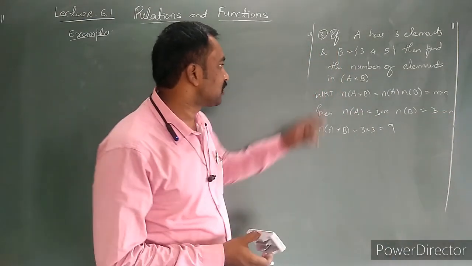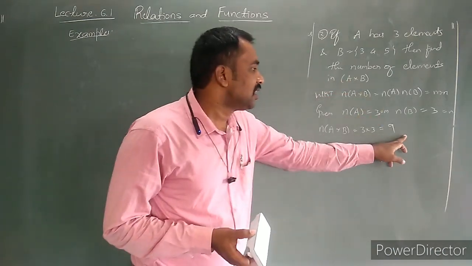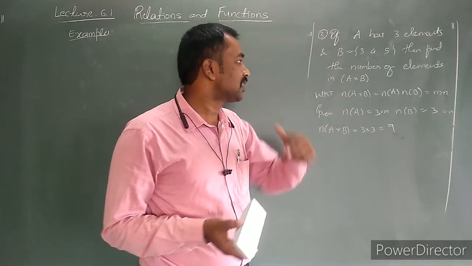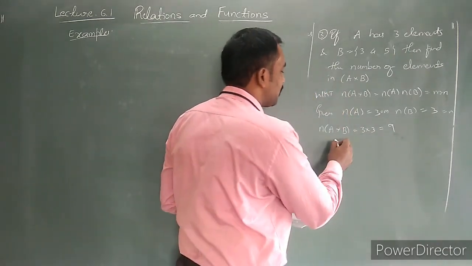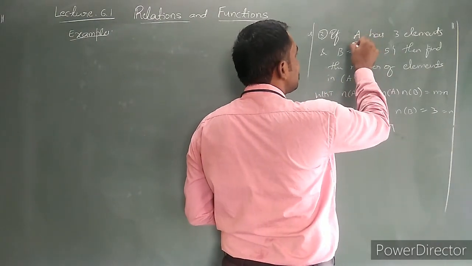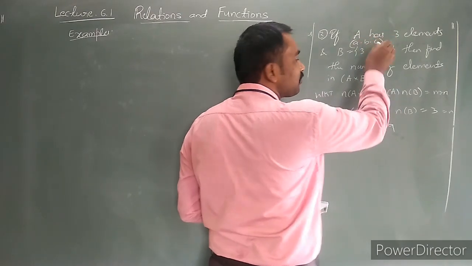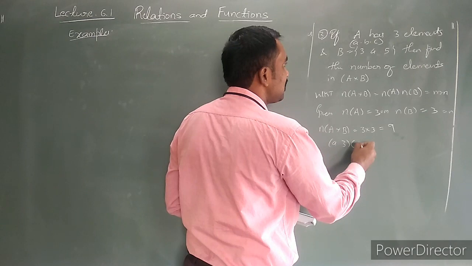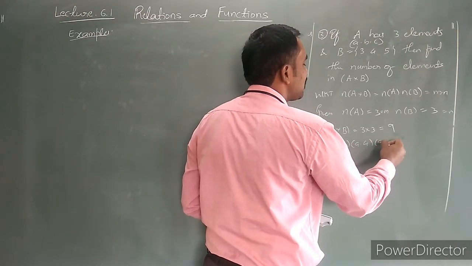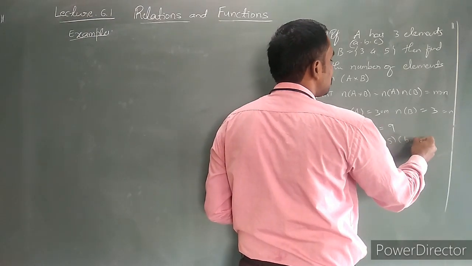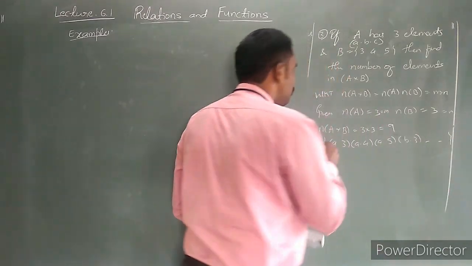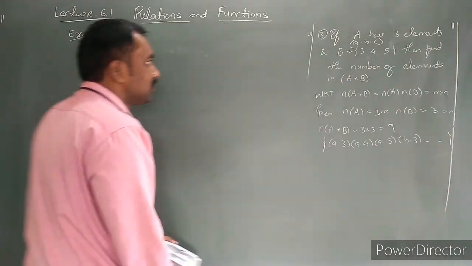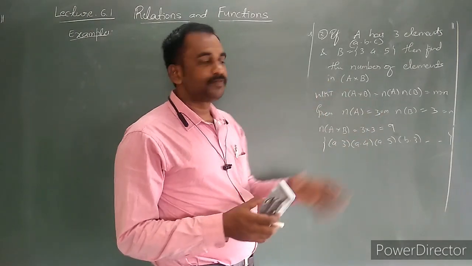How many elements are present in the Cartesian product A cross B? There are totally 9 elements. 9 elements means 9 ordered pairs are there. For example, suppose set A contains a, b, c, not exactly. Then what are the ordered pairs? a,3; a,4; a,5. Similarly, b,3; b,4, like that. How many ordered pairs are there? 9 ordered pairs are there. Simply. Are you clear? Very simple problems.